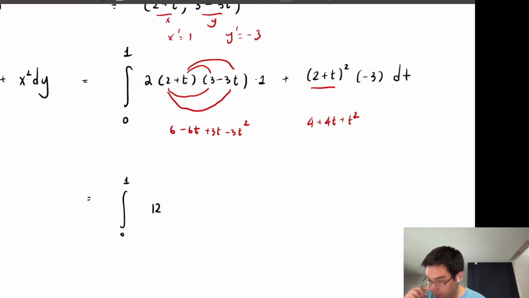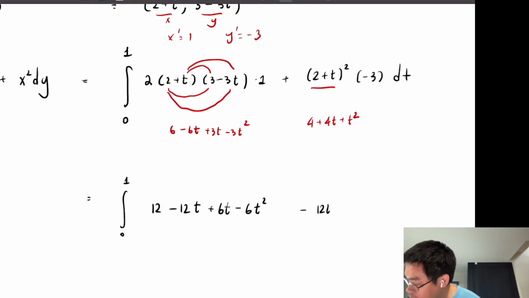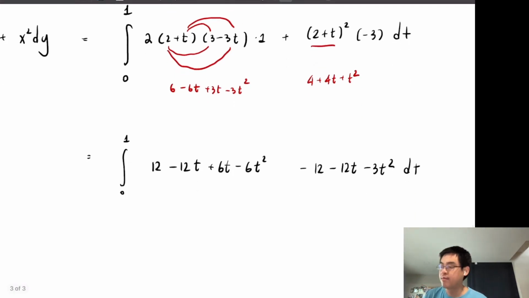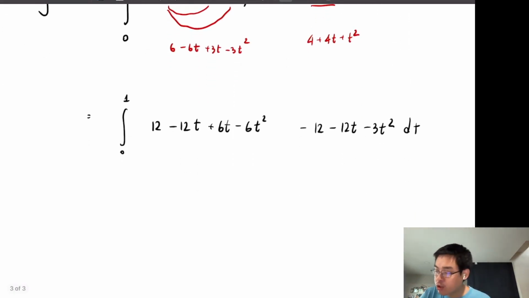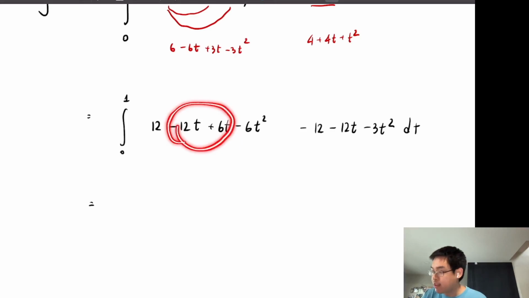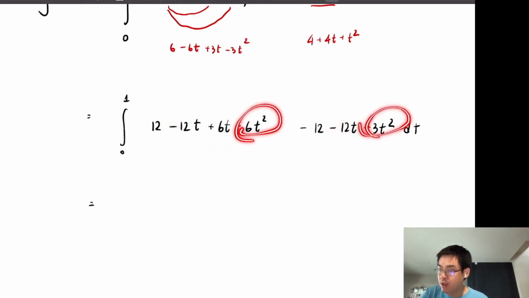So you get 12 minus 12t plus 6t minus 6t squared. All right, that's the first one. And then you multiply 3 to this one, right? So you get minus 12 minus 12t minus 3t squared dt. All right, after this it's not too bad anymore because you just combine the terms: 12 and minus 12 becomes 0. You combine the t terms, and then you combine the t squared terms. After that, you integrate, and the result should be minus 12.